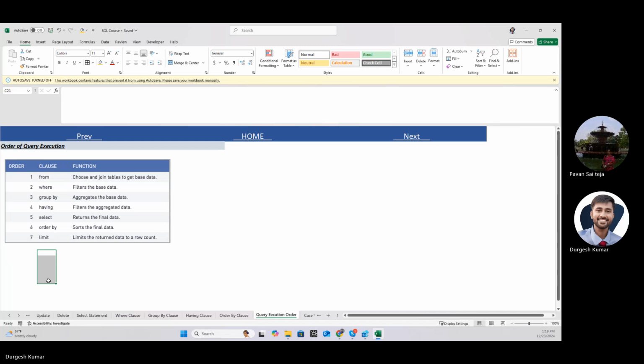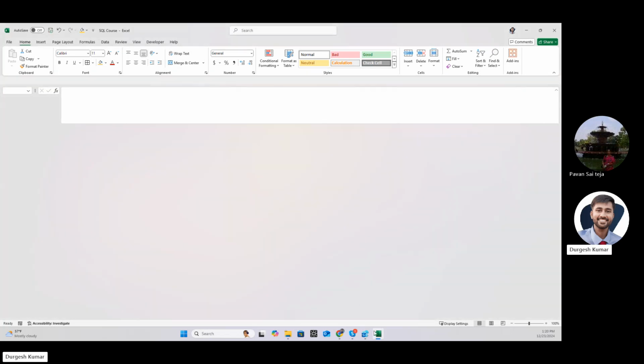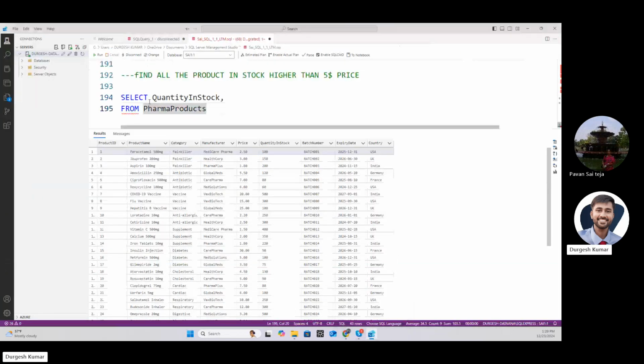So just remember: from where group has been select, the order was order by limit. From where group have been selected, the order by limit. That's it. For the interviewer, you can just say from, where, group by, having, select, order by, and limit. This is the execution process. Let's go to the work page. Now let me remove this. Now you got your answer from this also, right?